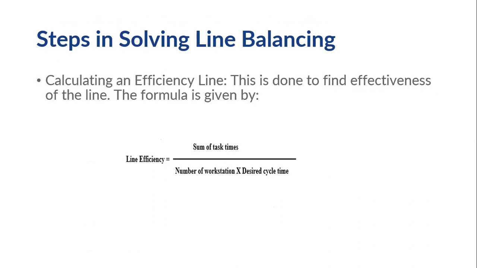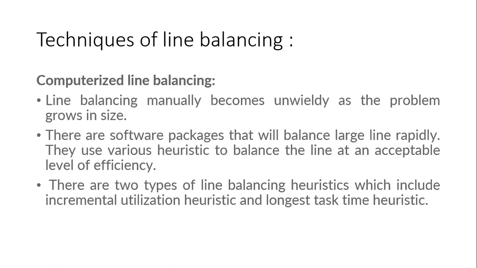Calculating the efficiency of the line. This is done to find out the maximum line efficiency. The formula is given by the sum of the task times divided by the number of workstations multiplied by the desired cycle time. So these are the four basic stages that are followed in the line balancing problem.